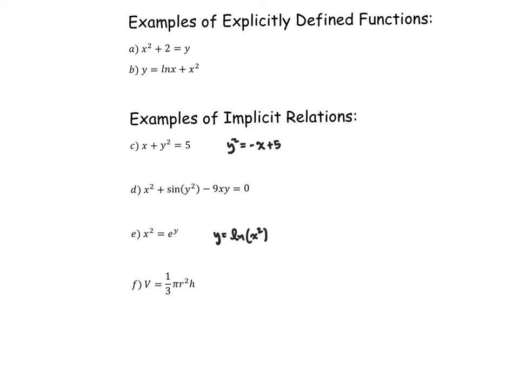And then the last example, the dependent variable v is written in terms of two independent variables, r and h. So v is not written explicitly in terms of r, rather implicitly in terms of r and h. We're going to work through a number of these examples by finding the derivative of the dependent variable using this method called implicit differentiation. Let's go ahead and get started.